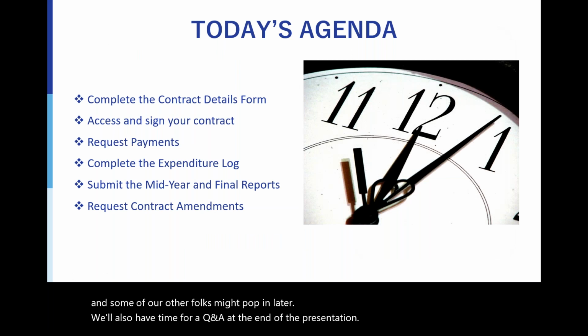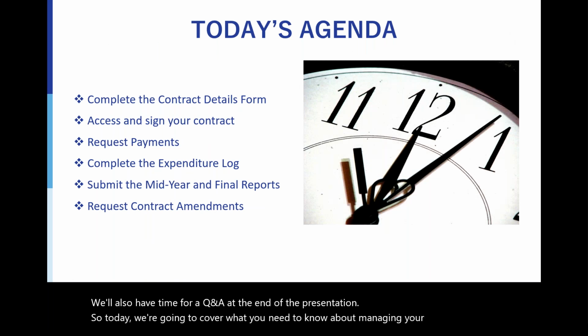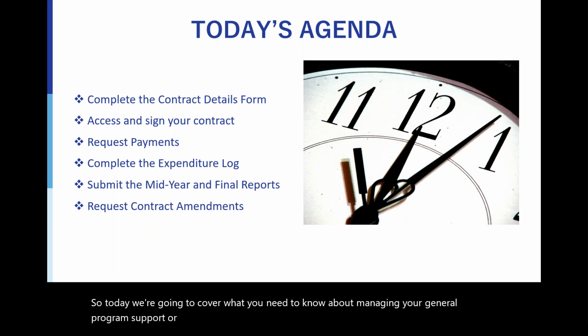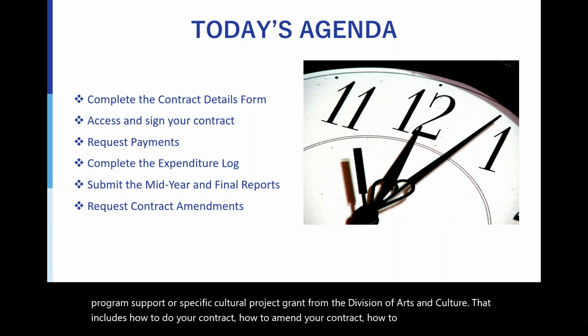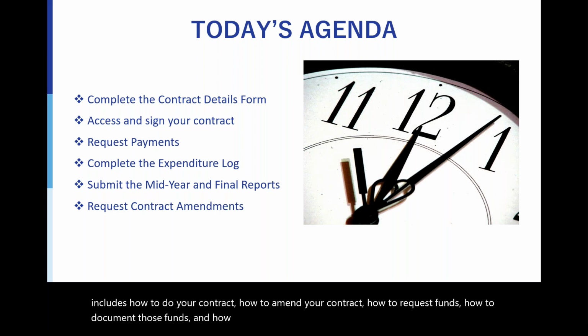Today we're going to cover what you need to know about managing your general program support or specific cultural project grant from the Division of Arts and Culture. That includes how to do your contract, how to amend your contract, how to request funds, how to document those funds, and how to do the required reports.